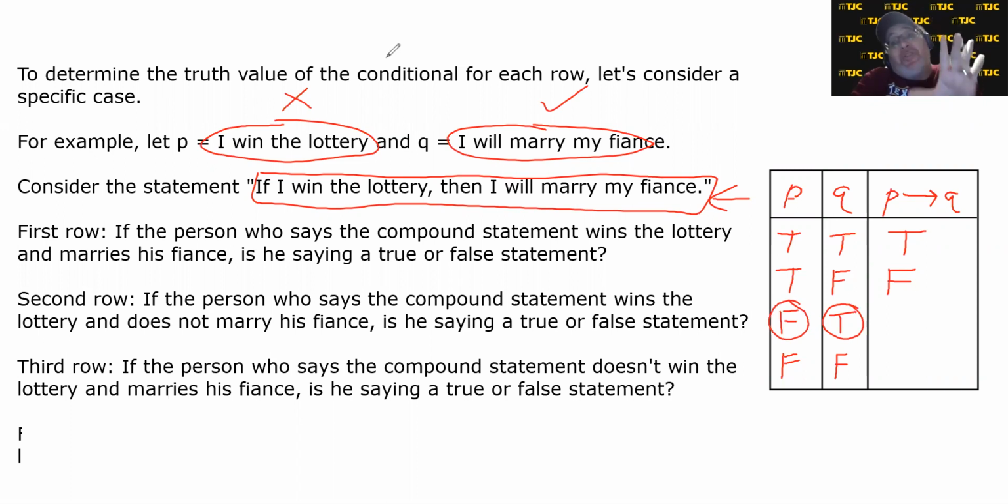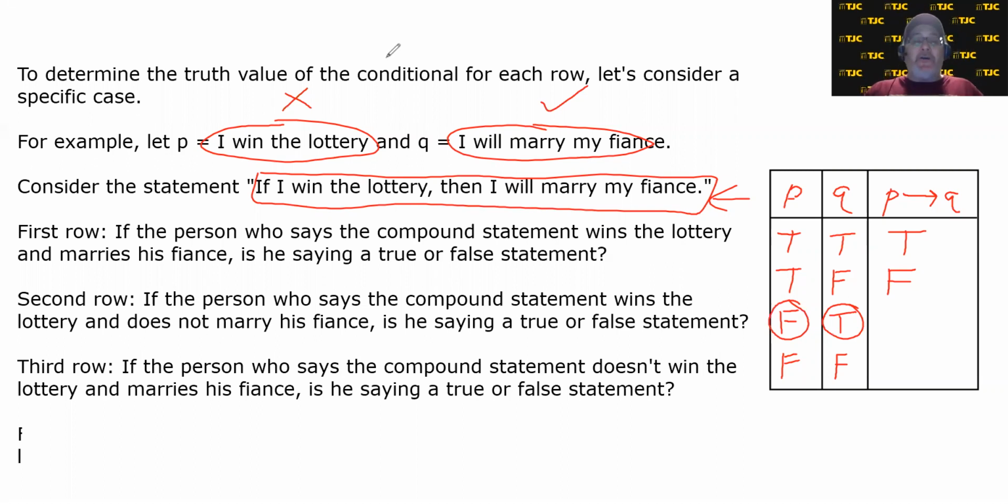I promise you, if I win the lottery, then I'll marry you. Oh, no, you didn't win the lottery. That's okay. Still going to marry you. Oh. Did he lie when he said, if I win the lottery, then I will marry you? Believe it or not, the answer is no, he didn't. Because he only said what he would do if he won the lottery. He didn't say what he would do if he didn't. He only said what he would do if he did.